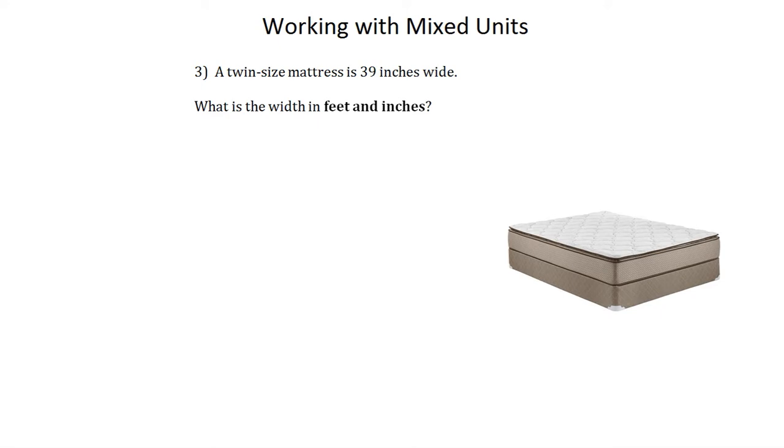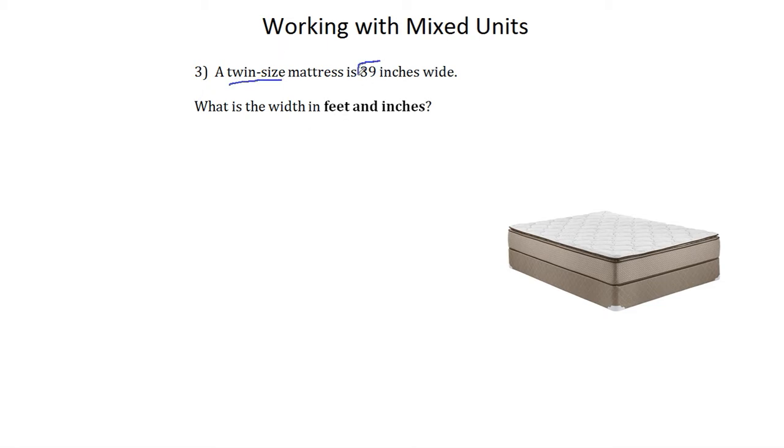Okay, moving on to question number 3 now. On the flip side of your worksheets, or on the second page, I guess. Number 3 says, a twin size mattress is 39 inches wide. What is the width in feet and inches? And just to make sure we know, when we say twin size, that's just a name. So don't worry about that.